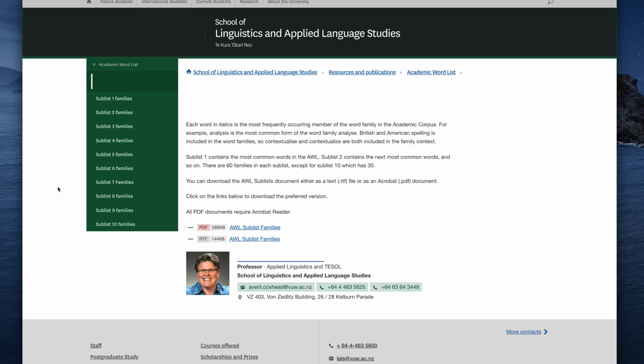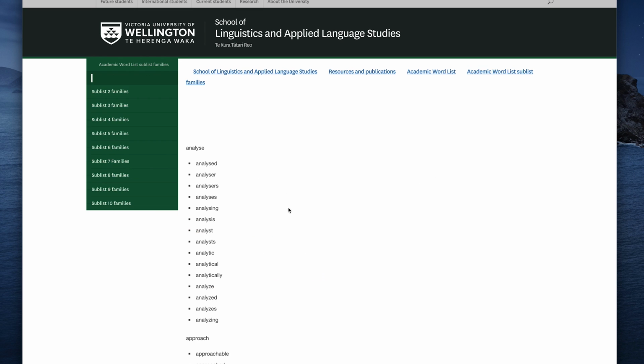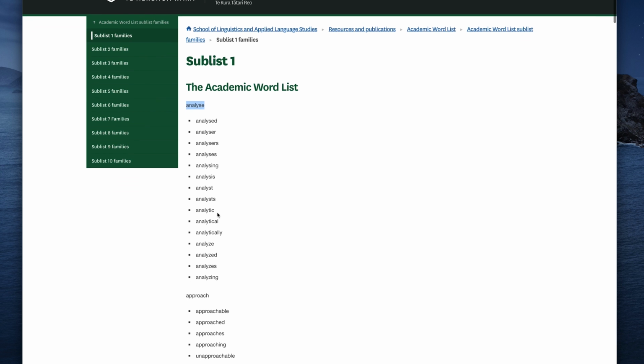Let's have a look at the academic sublist families, and if we go to the first family, we got analyze at the top here, and then all below we have all the word families related to this word analyze. So we've got analytical, we've got analysts, analyzing, so a variety of words that evolve based on its use.